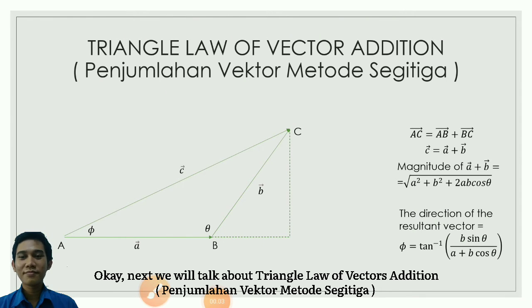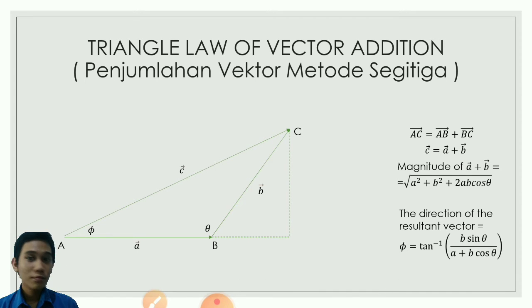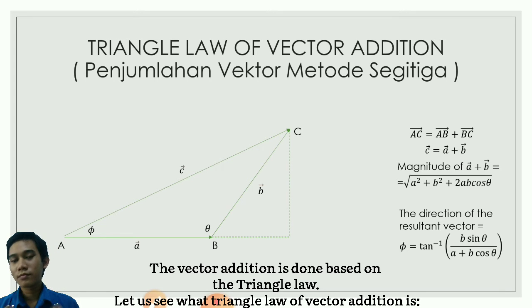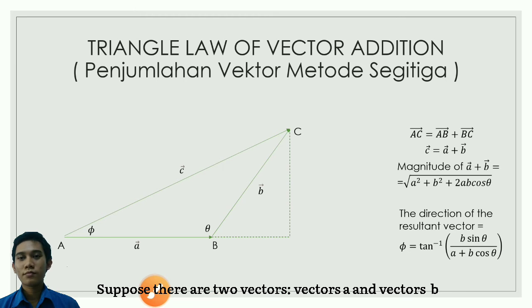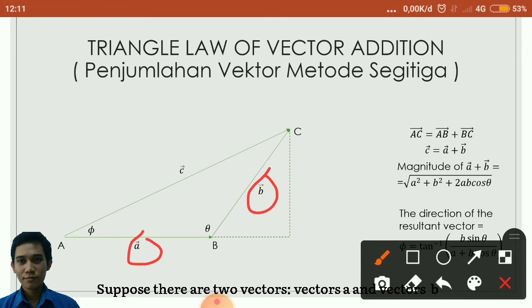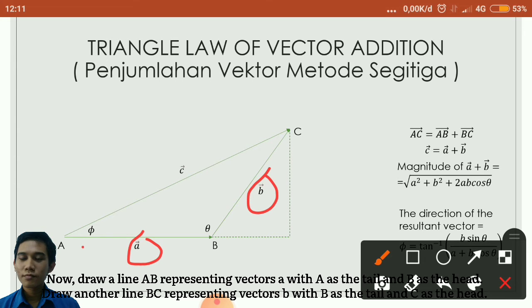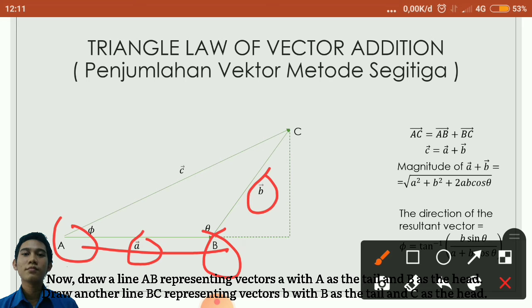Okay, next we will talk about the triangle law of vector addition, or penjumlahan vektor metode segitiga. The vector addition is done based on the triangle law. Let us see what the triangle law of vector addition is. Suppose there are two vectors, vector A and vector B. Now draw a line AB representing vector A, with A as the tail and B as the head. And draw another line BC representing vector B, with B as the tail and C as the head.